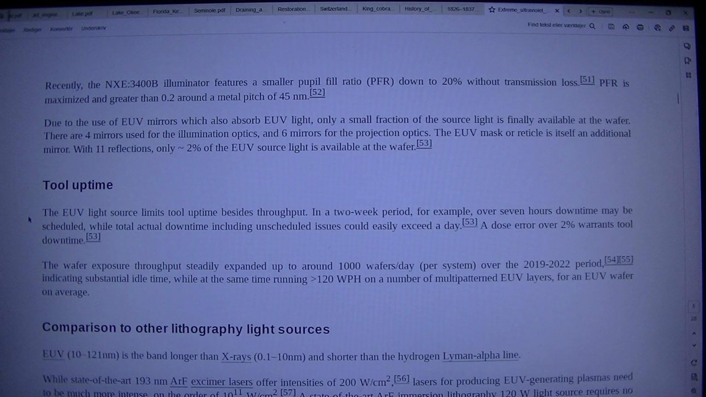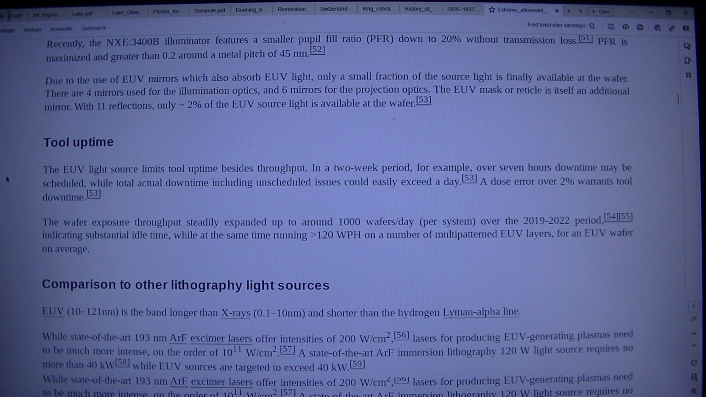Due to the use of EUV mirrors, which also absorb EUV light, only a small fraction of the source light is finally available at the wafer. There are 4 mirrors used for the illumination optics, and 6 mirrors for the projection optics. The EUV mask or reticle is itself an additional mirror. With 11 reflections, only 2% of the EUV source light is available at the wafer.